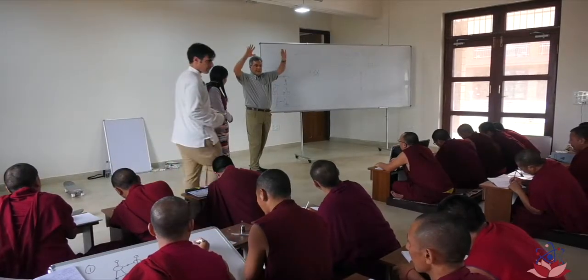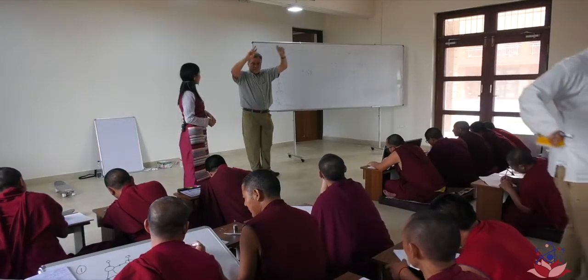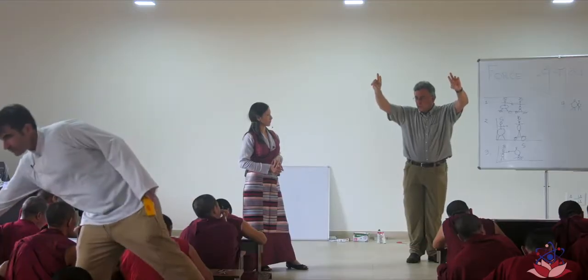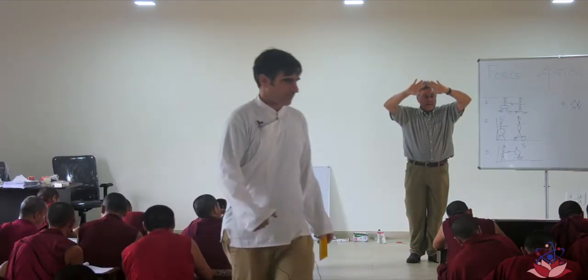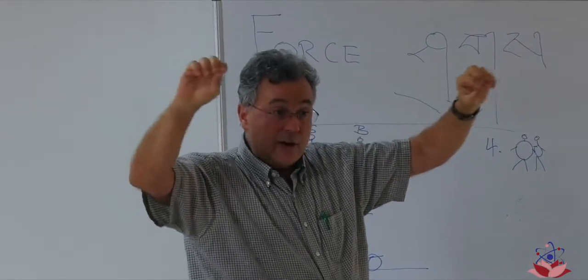So in each diagram, you should have two arrows. And if you think that one arrow should not be there, then you say one arrow and the other one should not be there.